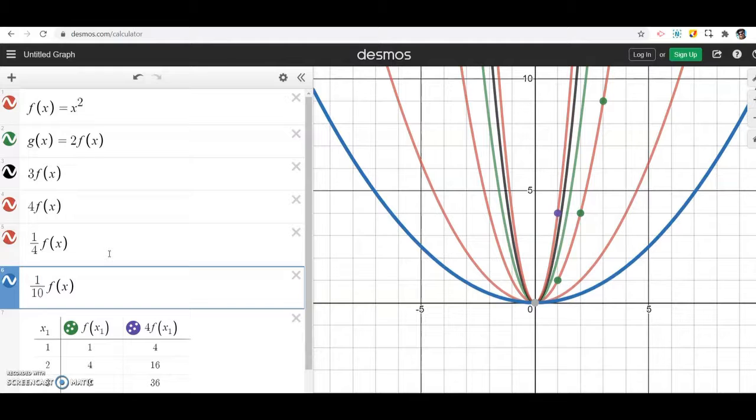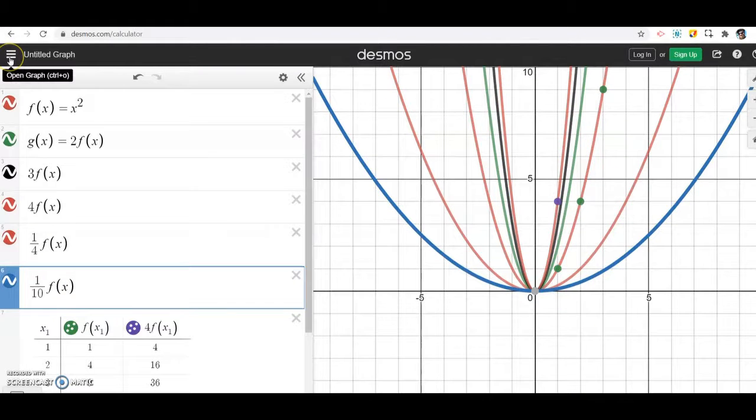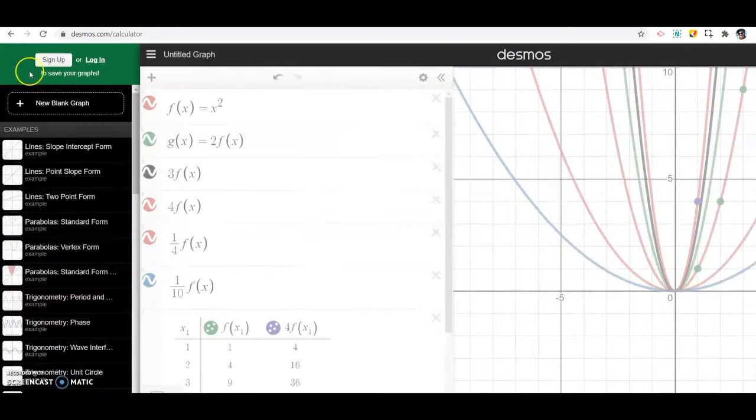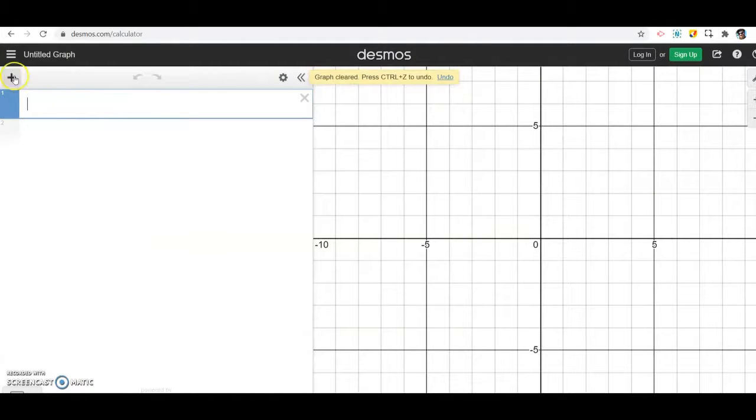Okay. And if we import our graph from our warm-up today, we'll wrap this whole thing up. All right, so what we're going to do is I'm going to go up here, get a new blank graph, and I'm going to insert an image.